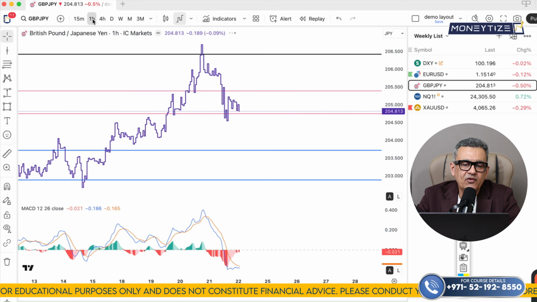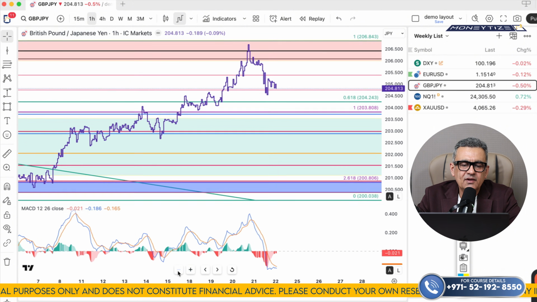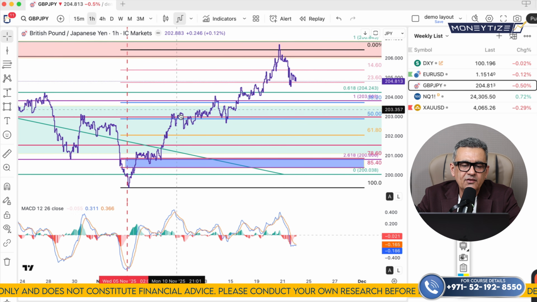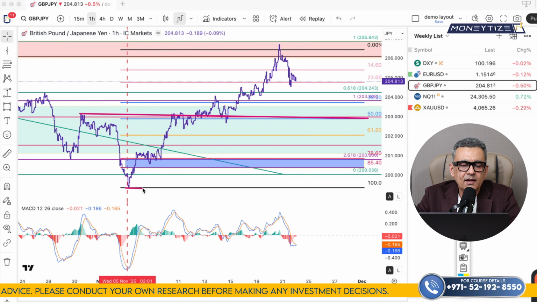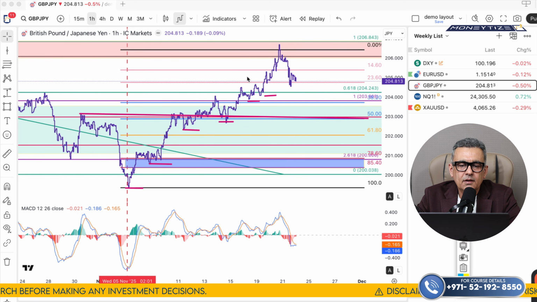Now switching to 1-hourly frame. On the 1-hourly frame, I can see that it is creating a sequence of higher highs. So we got the break of this level, and it is continuously creating a higher low pattern here, higher lows in conjunction with higher highs. Now between the last two highs, I can see a higher high sequence on MACD lines.